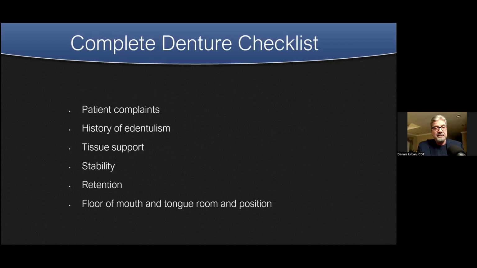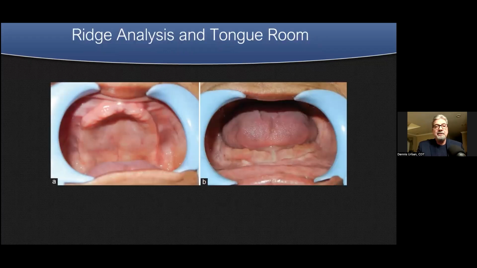And then we look at our checklist. We look at the patient complaints, the history of edentulism, what kind of tissue support that patient has, the stability, retention. And I add this into it, and people ask me, what do you add? The floor of the mouth and tongue room and position. Because to me, it's very important when you're manufacturing a denture to make room for that, especially on the lower, because the tongue can trip out that lower denture. So we have to look at the floor of the mouth and tongue room and position, and also look at the ridge analysis, as you see on the left side here. When I make a lower denture, even with digital dentures, I make a small concavity on the lingual of the lower, so the patient's tongue can fit in there and almost act like a retentive element. So that's important to look at also.